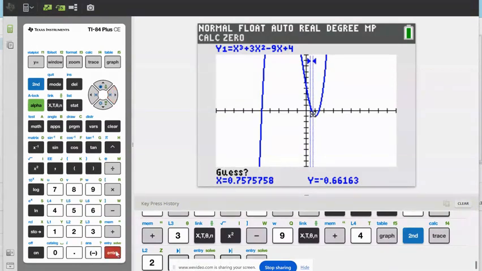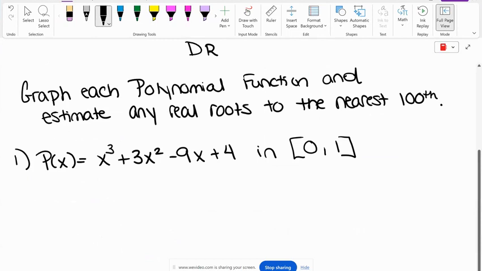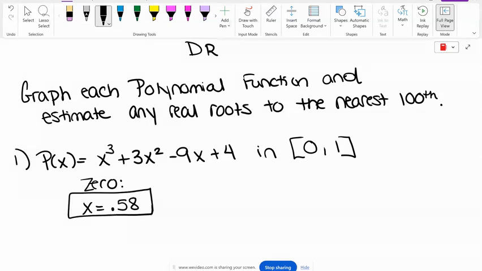When it says guess, we press enter again. And now I asked us to round to the nearest hundredth. So it's 0.576. Rounded to the nearest hundredth is 0.58. So for our 0, we get x is equal to 0.58. This is not the most accurate solution, but that's okay because I'm asking for an estimate. That's when we use the second trace. All right, let's do another one.